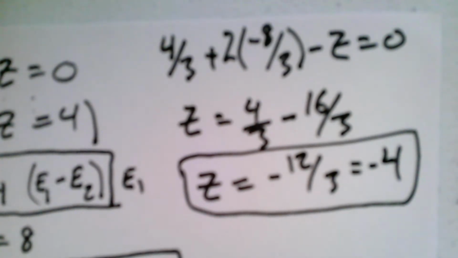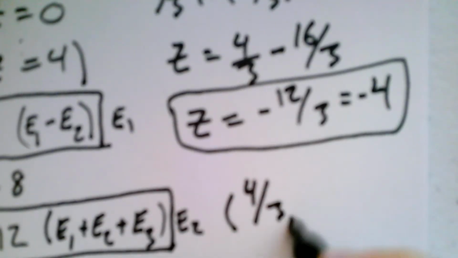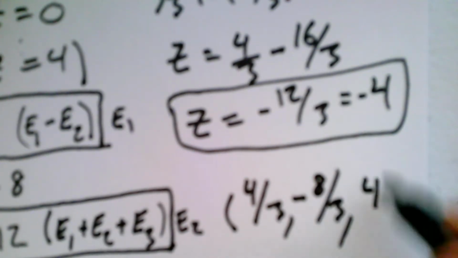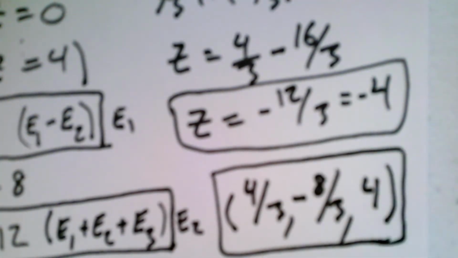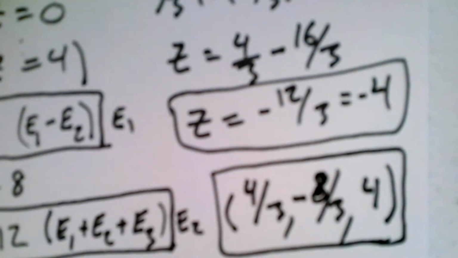So the point, which is the solution to all of this, is my x-coordinate, which is 4/3, comma my y-coordinate, which is negative 8/3, comma z, which is negative 4. And that is our solution. 4/3, negative 8/3, negative 4 is the point where all three of these planes intersect each other. Okay, so that is how we do one of these problems where we find solutions.